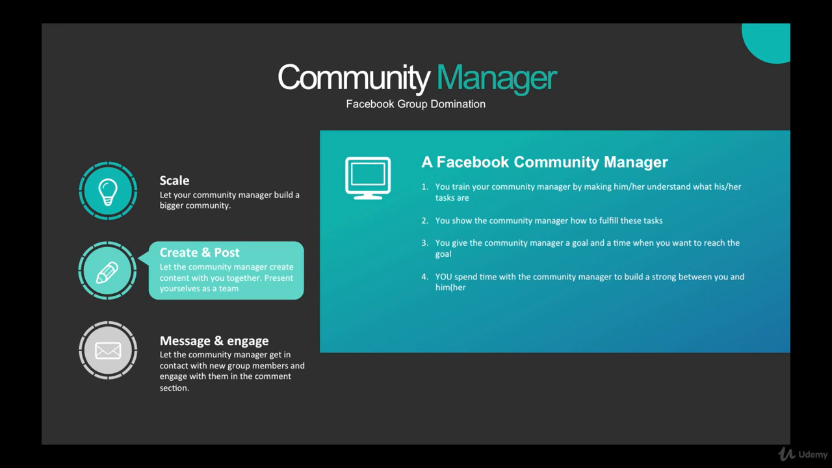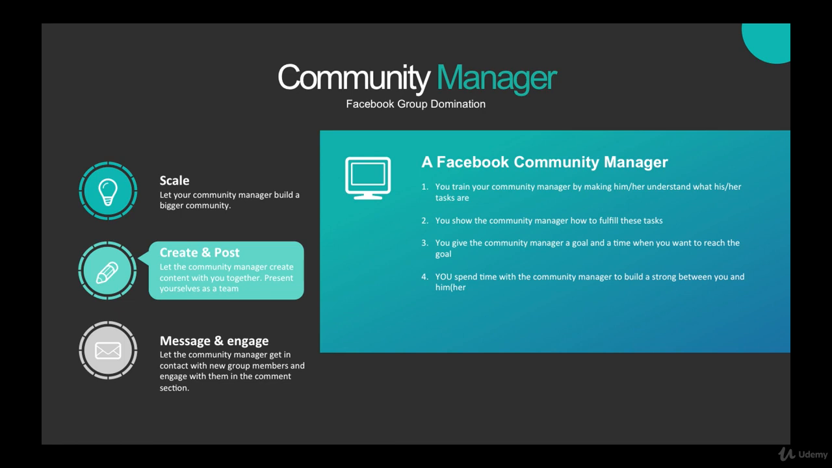Then, of course, create and post. Let the community manager create content with you together. Present yourselves as a team. You want to make sure that the community manager is someone that people can relate to. Now, for instance, if the community manager is only a person that basically messages people when they join the group, then everyone's like, okay, who's that person? But when they go into the group and on every single photo they see you and the community manager, well, then of course they will trust that person. They know who this person is and they will talk to them and interact with this person.